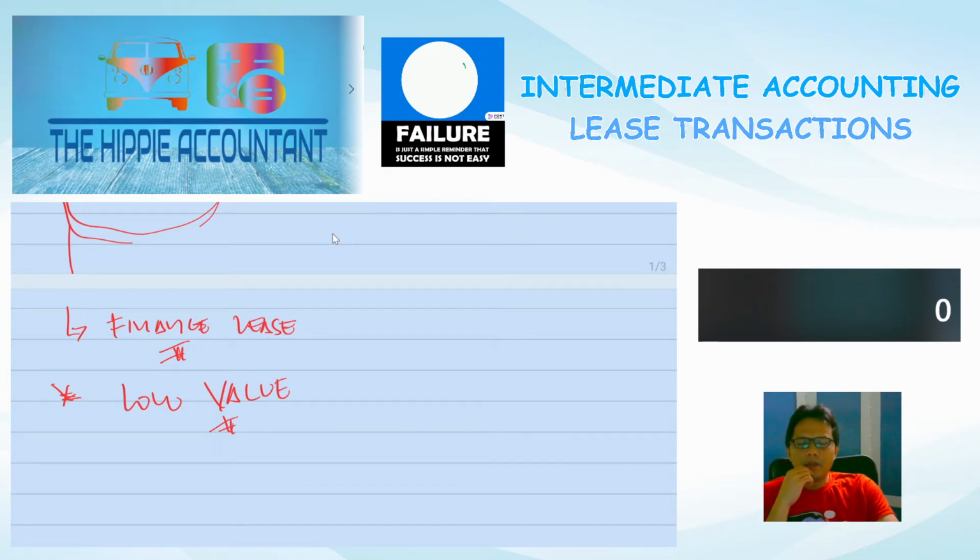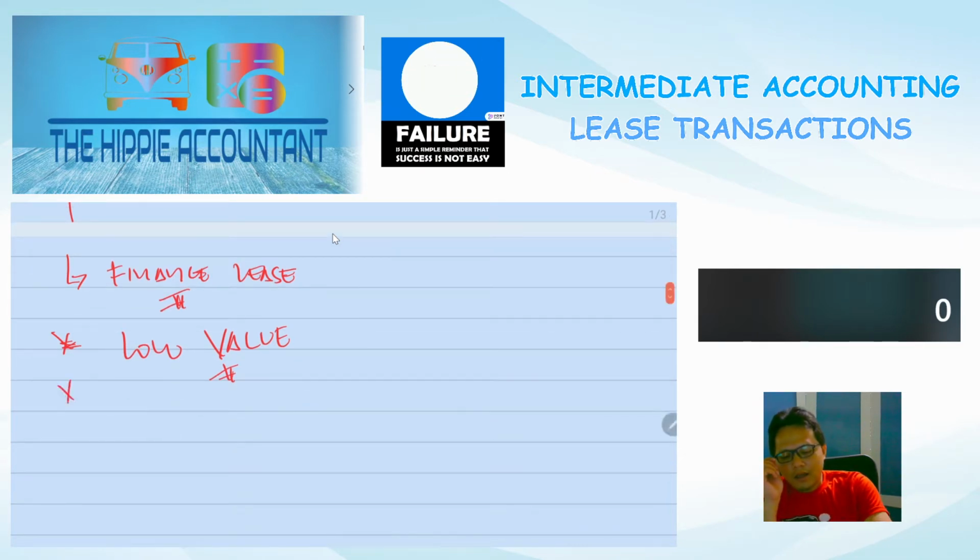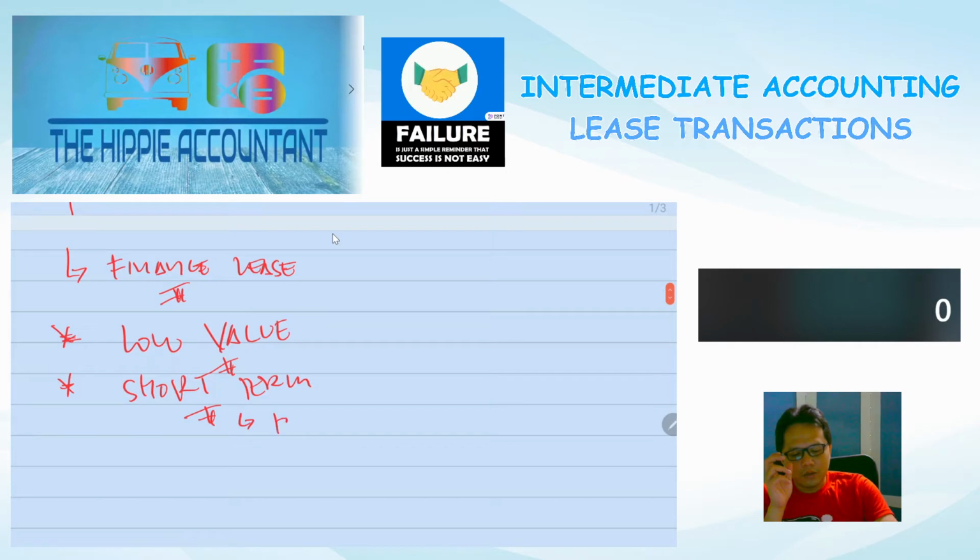Now, the second instance where we are allowed to account for a lease transaction as an operating lease is pag short term. Short term lang yung lease. 12 months and below. So, we have to remember this.